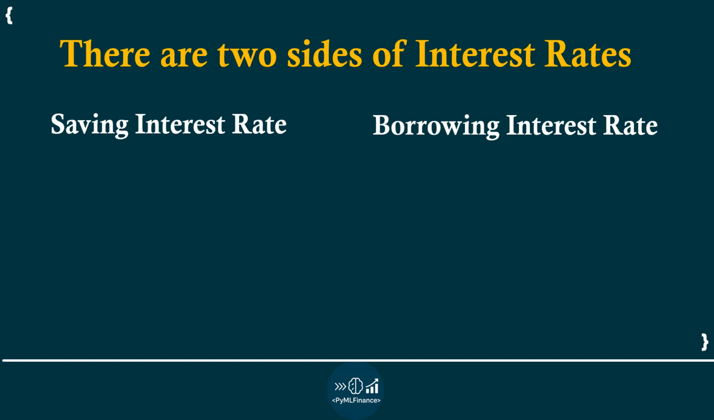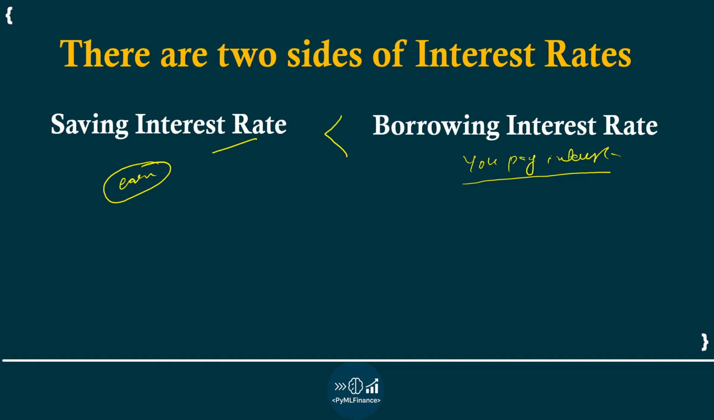So there are two sides of the interest rate. Whenever you put your money in a bank, you are lending money to the bank, and that money is being utilized by the bank to give loans to other people. For that they pay you certain interest, that is your saving interest. Now when you as a borrower go to the bank and take a loan, you are borrowing money from the bank. In that case, you pay interest, and this is your borrowing interest rate. The saving interest rate is always lower than the rate that you pay, that is your borrowing interest rate.